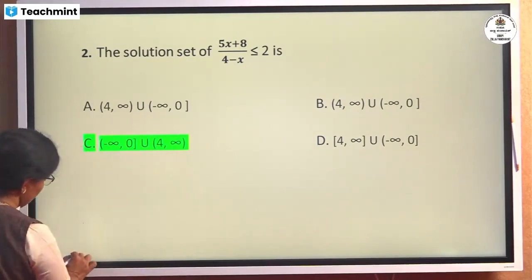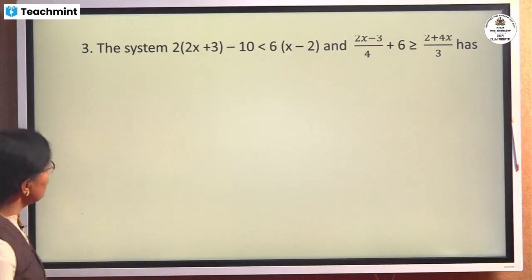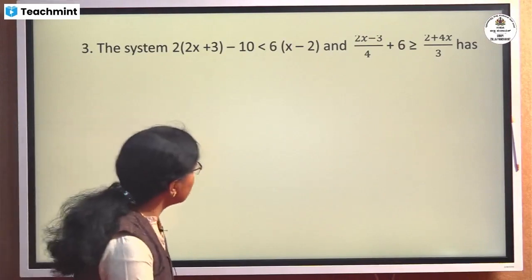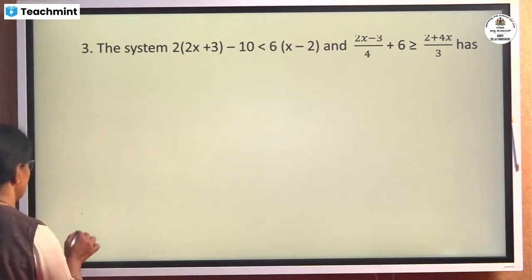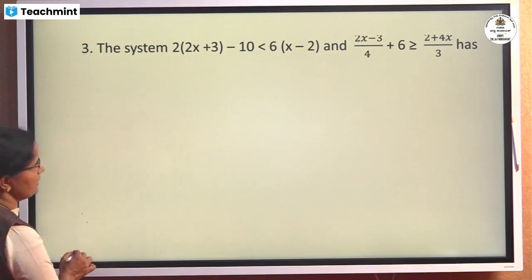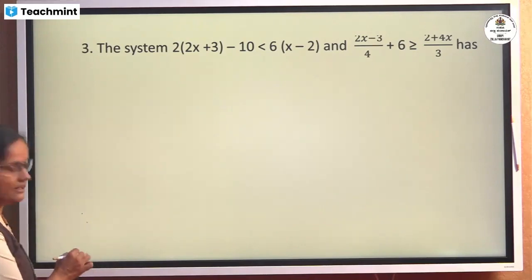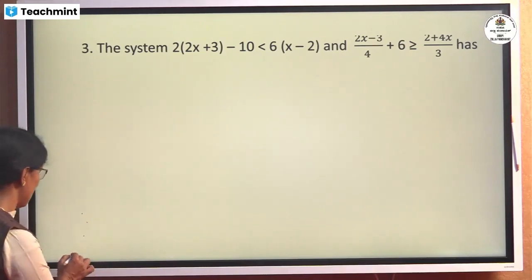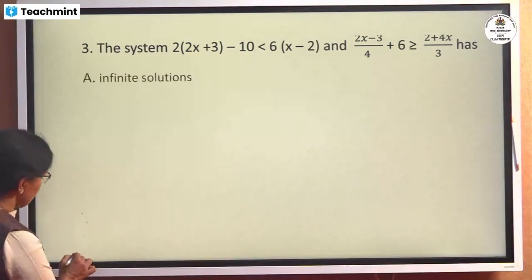So let me go for the third question. The system of equations is given here. Two equations at a time. Simultaneous equations are solved in your 9th class. The same way you have to solve here. So the options are like this.